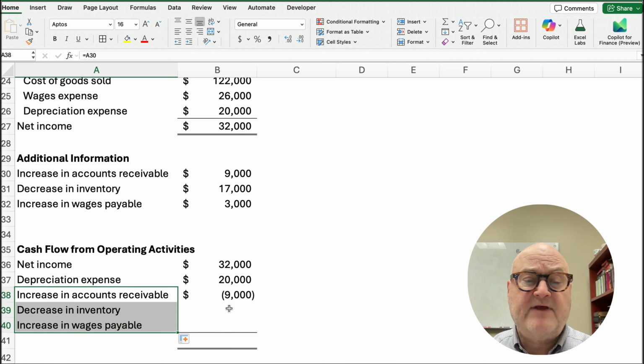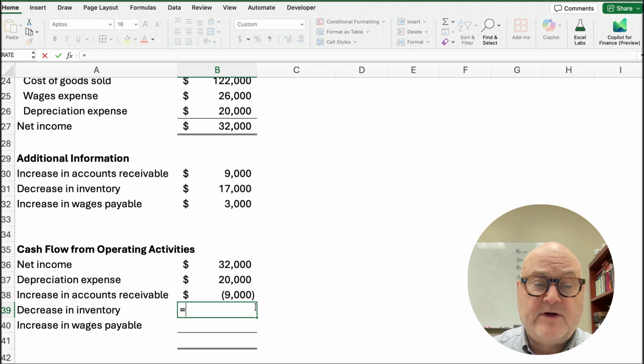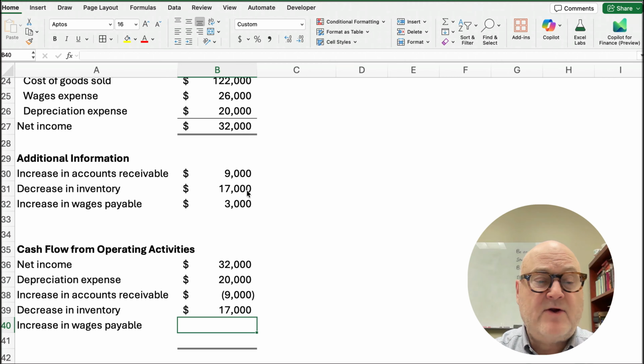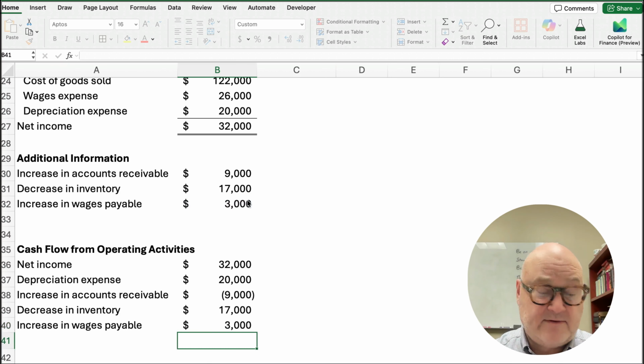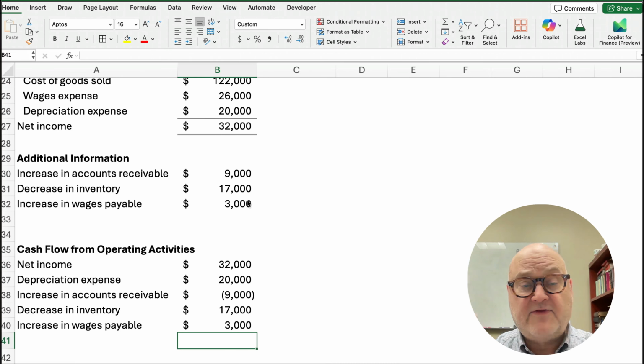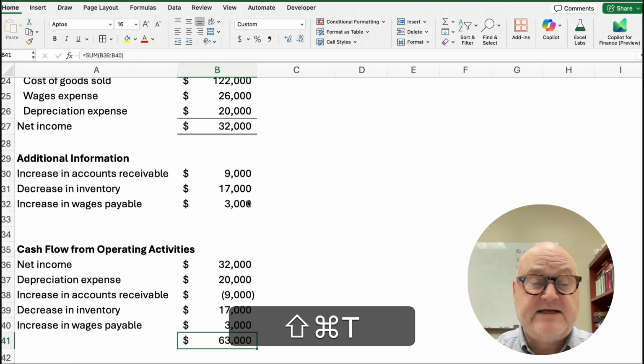Decrease in inventory. If inventory goes down, that means our cash goes up. Remember, it's an asset, so we're going to just take the 17,000. And increase in wages payable, an increase in a liability. It's like we've borrowed money. We haven't paid off the wages. So this is going to be a positive 3,000. So we have the 32 plus the 20 minus the 9 plus the 17. And so we're going to add up and equal 63,000.